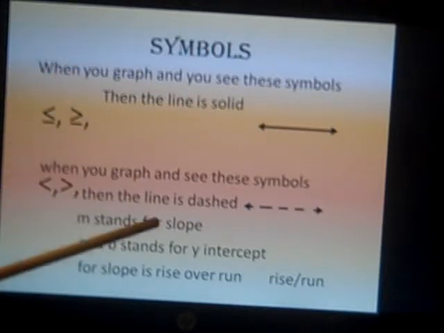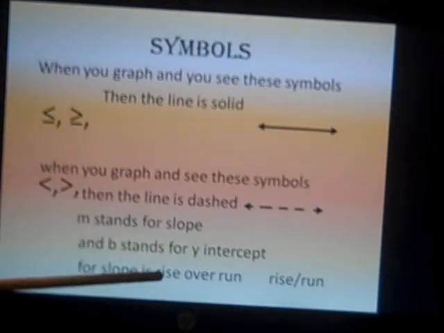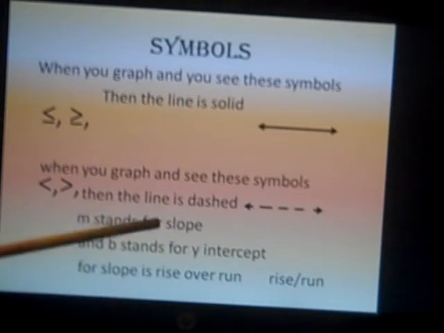M stands for the slope and B stands for the y-intercept. The formula for slope is rise over run.